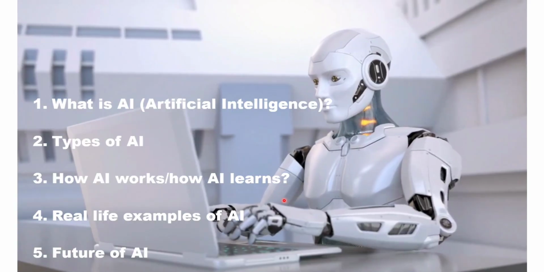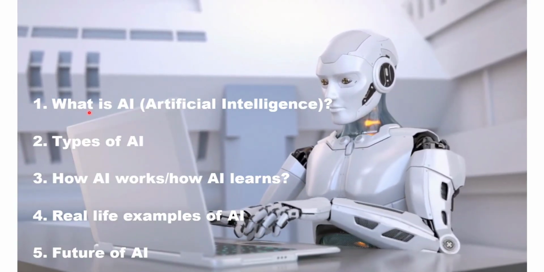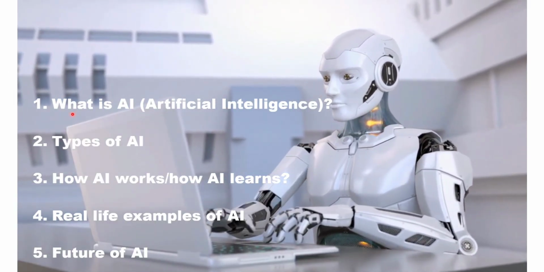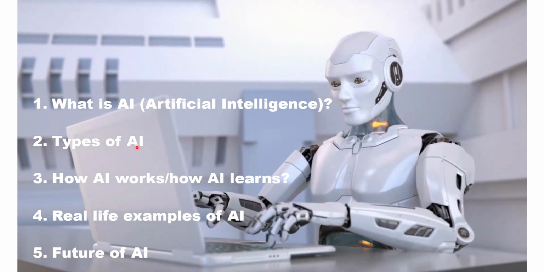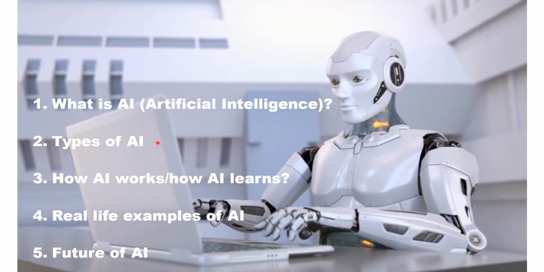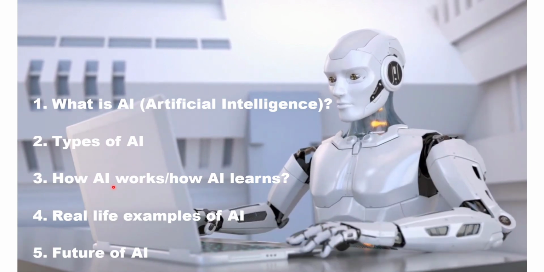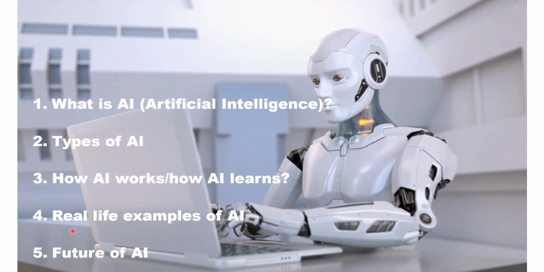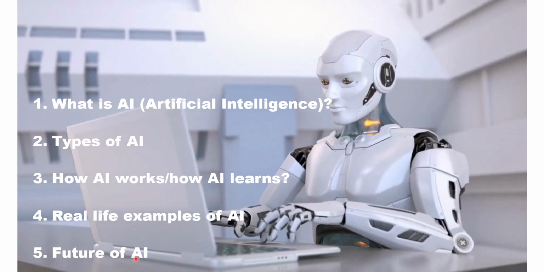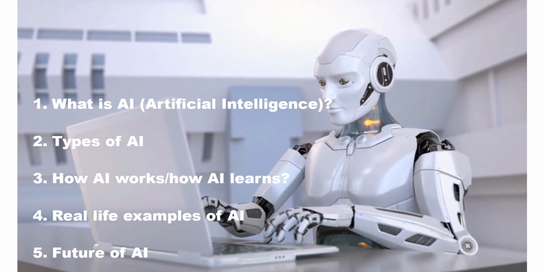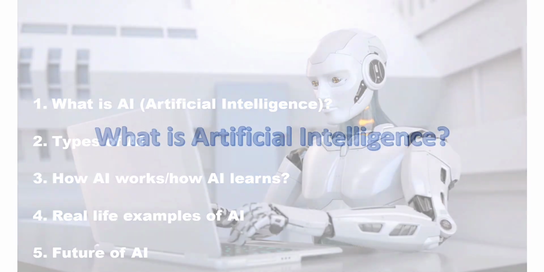So these are all the topics that we will be covering today. First, we are going to just look into the meaning of artificial intelligence, and then we will discuss some of the types. These are also called levels, by the way. After that, we will look into the working of artificial intelligence, and we will see a few real life examples, and then we will discuss the future of artificial intelligence. Alright, so these are all the topics that we will be covering today.